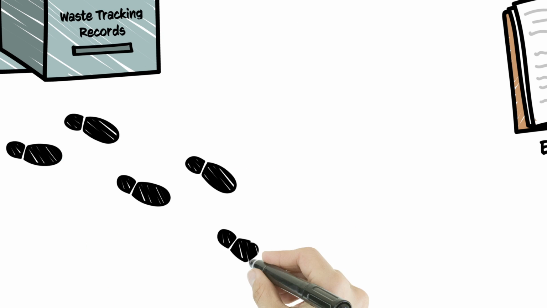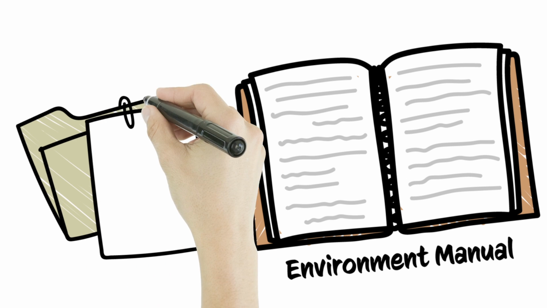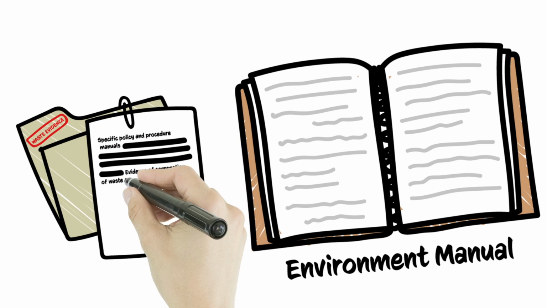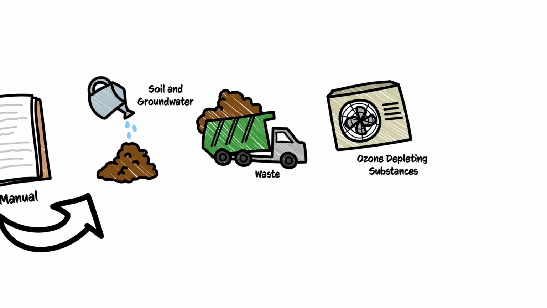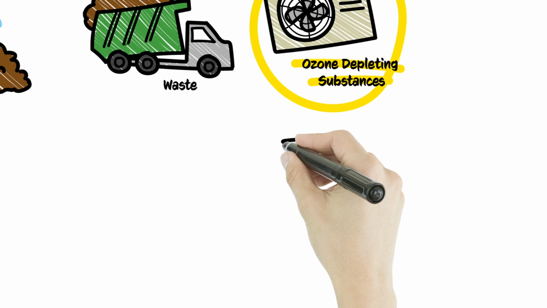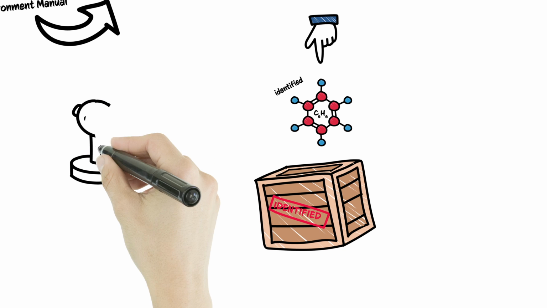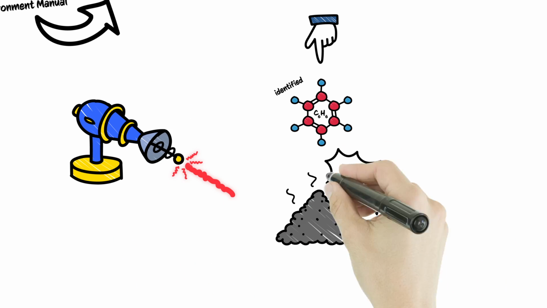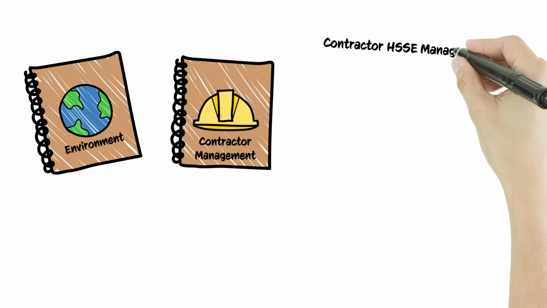Evidence of compliance to the waste section of the Environment Manual could include specific policy and procedure manuals, evidence of segregation of waste at sites during projects, evidence of waste transport manifests, evidence of waste volume documentation in GPMR. Now, on to ozone-depleting substances. These must be identified and inventoried until they are eliminated per details in the ozone-depleting substances section of the Environment Manual. Now let's look at the Contractor HSSE Management Manual.